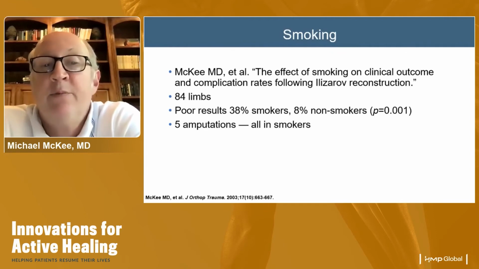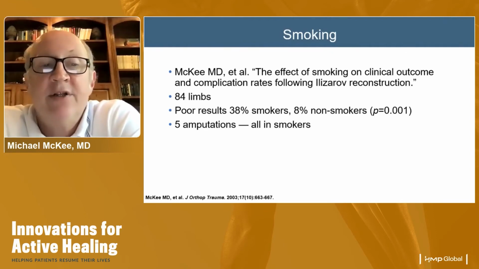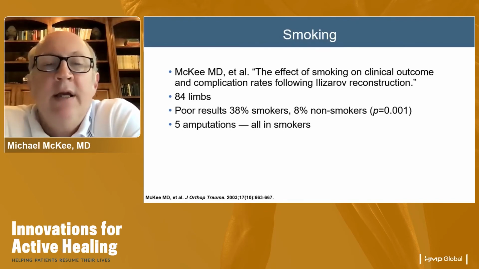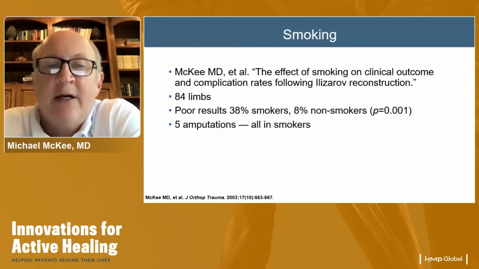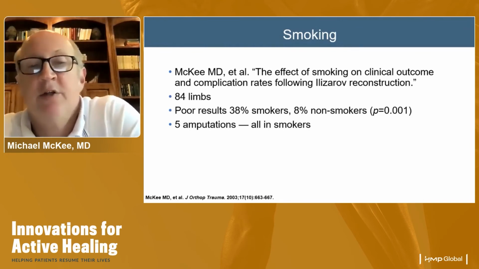We also found that we ended up amputating 5 of these limbs, and this is, as I mentioned, often a last-ditch effort. And these were all in smokers. So pretty clearly, at least in a Lizaroff reconstruction and circular frame reconstruction, smoking is a negative prognostic factor for outcome and even amputation in this kind of a desperate situation these patients are often in.